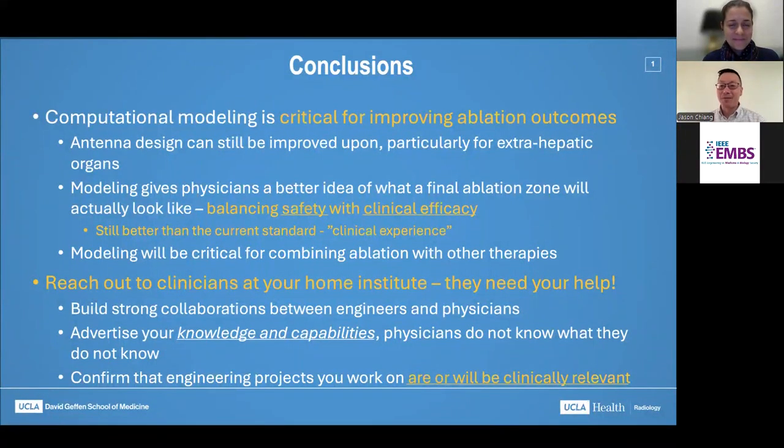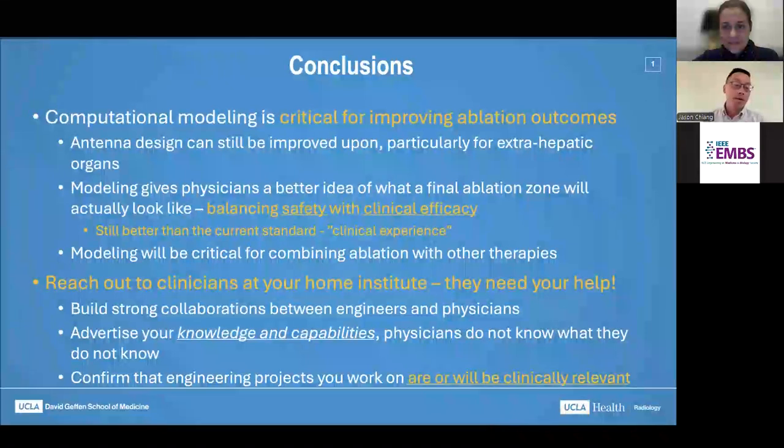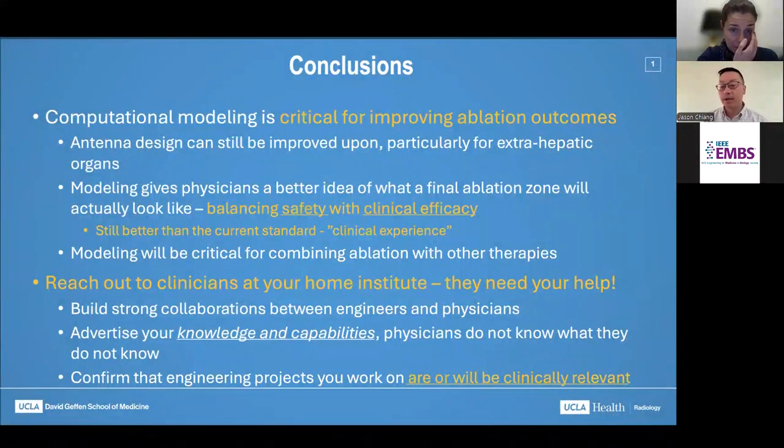So there's a lot of things you guys can do to improve accuracy of ablation zone prediction. Modeling will be critical for combining ablation with other therapies. And people who do modeling can take this to your fellow colleagues doing wet lab work and show them the advantage of combining their chemotherapy, radiation therapy, or immunotherapy with ablation, particularly using the hyperthermic zone around the ablation.